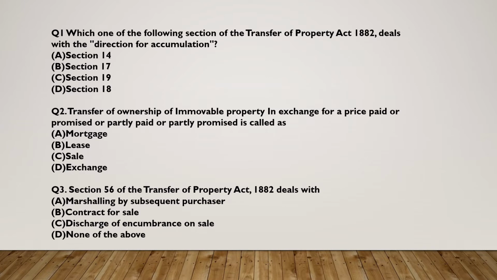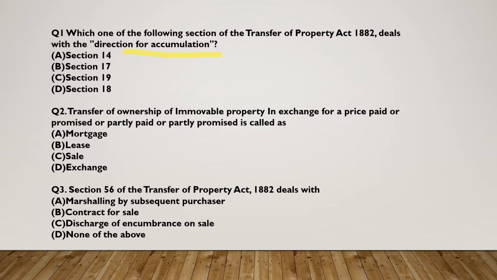Now dealing with question number 1. See question number 1, what does it say? Which one of the following sections of the Transfer of Property Act 1882 deals with the direction for accumulation? Option A, section 14. Option B, section 17. Option C, section 19. Option D, section 18. So what is the correct answer?